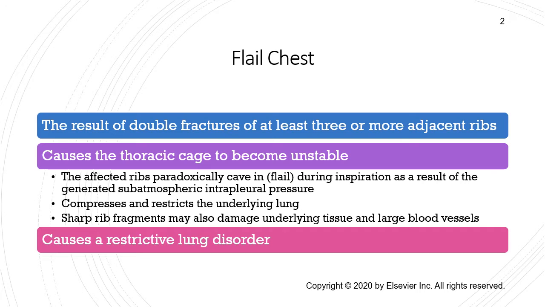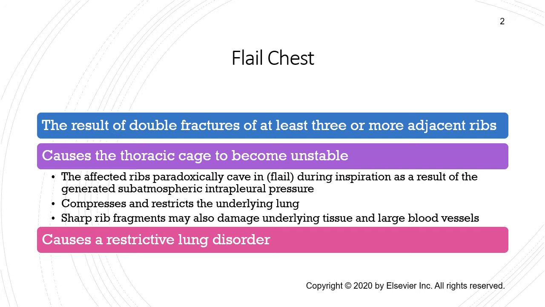the thoracic cage to become unstable, or to flail, which is defined as to wave, swing, or have abnormal movement. The affected ribs paradoxically cave in or flail during inspiration as a result of the generated subatmospheric intrapleural pressure. This compresses and restricts the underlying lung, and sharp rib fragments may also damage the underlying tissue and large blood vessels, in some cases creating a pneumothorax, which we'll talk about next.